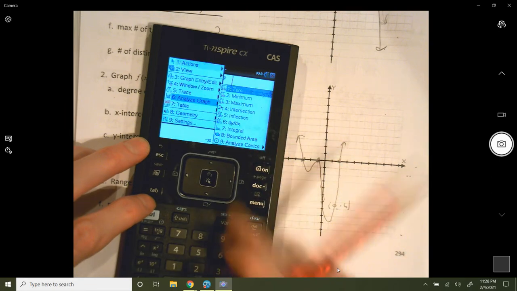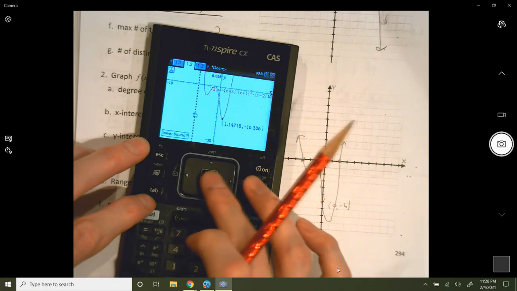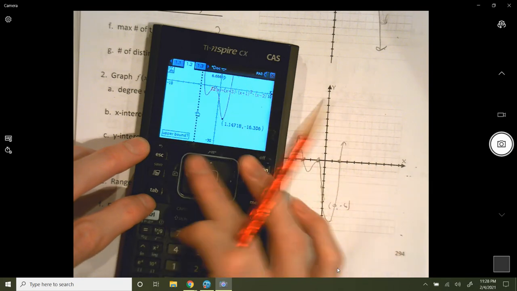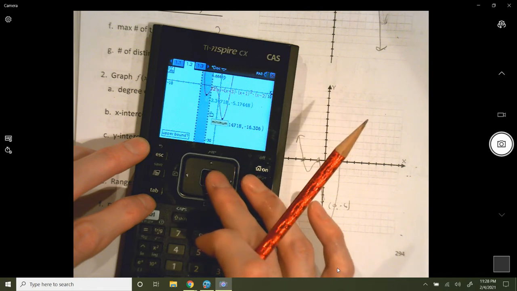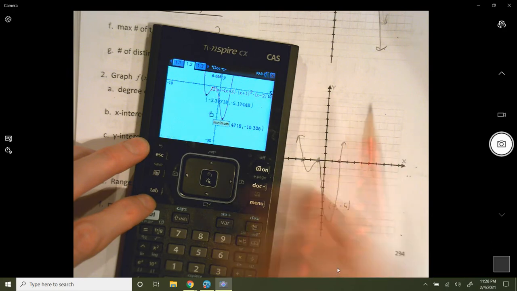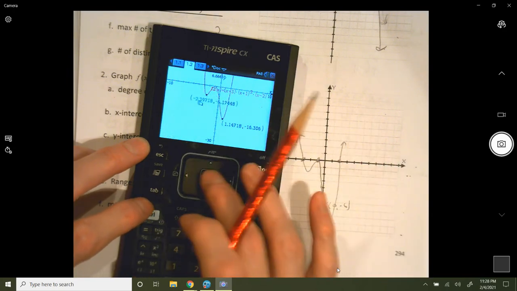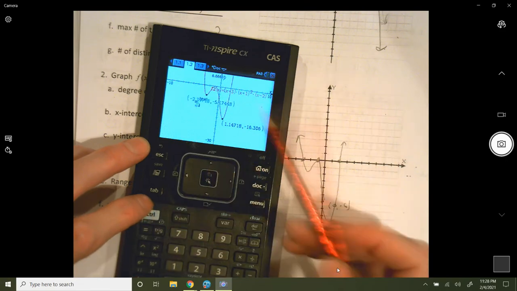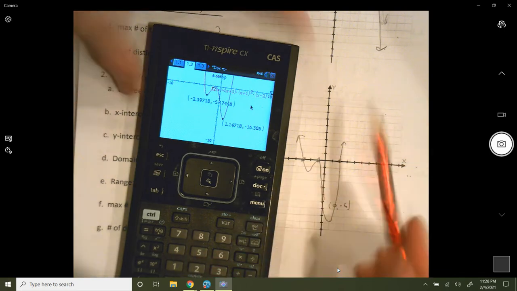Menu, analyze graph, minimum, number 2. Let's find this one. It only wants to do one at a time, because it's finding the minimum on this interval. Okay, so let's move this out of the way, and we want 3 decimal places. Okay, and if yours is not showing 3 decimal places, I'll show you the setting to do that in a moment. But let's put these in here.